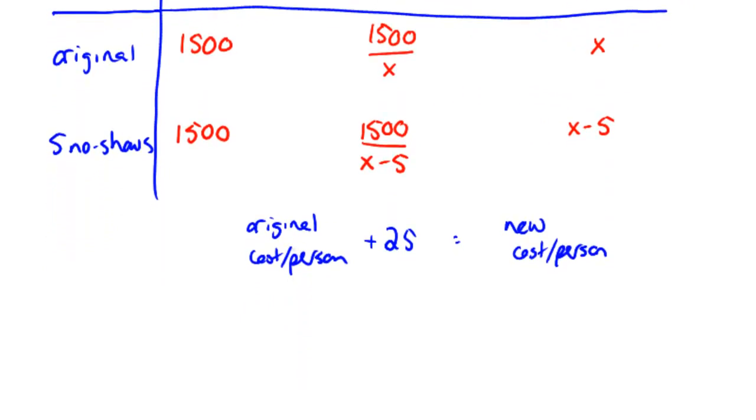Okay, so let's write in what the cost per person, or the price per person, is. It's 1,500 over x plus 25 is equal to 1,500 over x minus 5. Now I'm going to scroll down a bit. This would also be a great time to pause this to see whether or not you can solve this one for yourself.